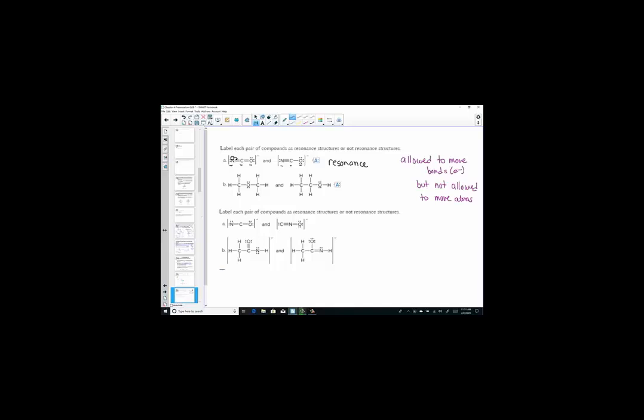The letter B, this looks funny to me. Notice here the oxygen is part of a structure in the ring, it's attached between the two carbons. And now all of a sudden the oxygen has moved to a completely different location. So this is not a resonance structure. You cannot move atoms, only bonds and electrons.